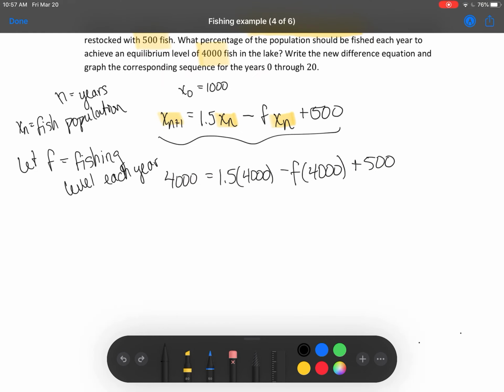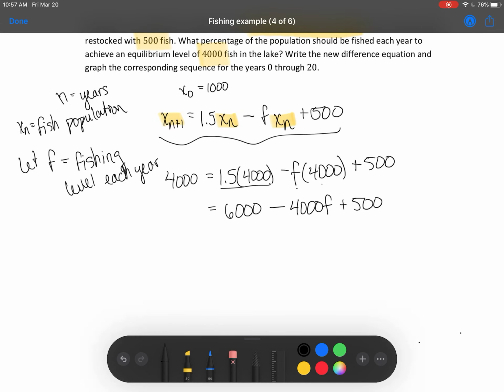Okay, how are we going to do that? Well, 1.5 times 4,000 is equal to 6,000. Since we have f times 4,000, I'm going to write that as 4,000f, so that's just like instead of x times 2, we would write 2x. I think it's a little bit easier to think about this way. And then of course we didn't do anything to the left-hand side. That's still 4,000. Now in this equation we have a 6,000 here and a 500 here. Adding those together, we get 6,500 minus 4,000f, and that's still equal to 4,000 on the left-hand side.